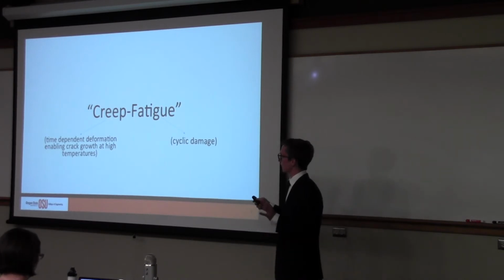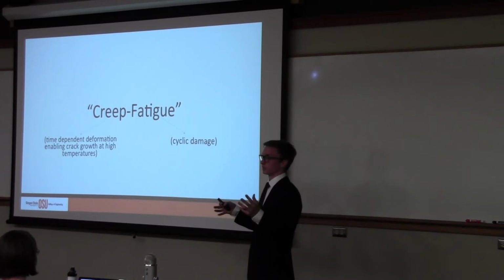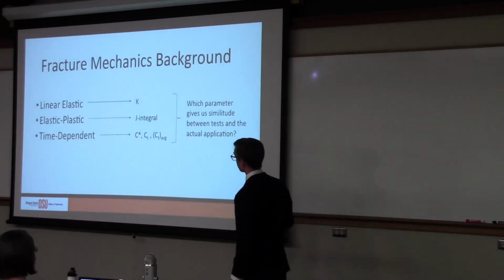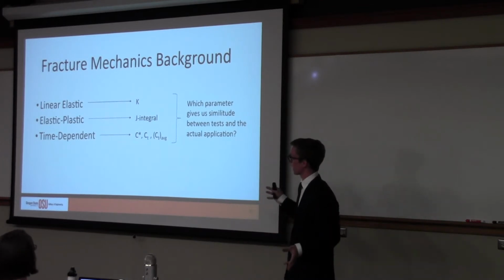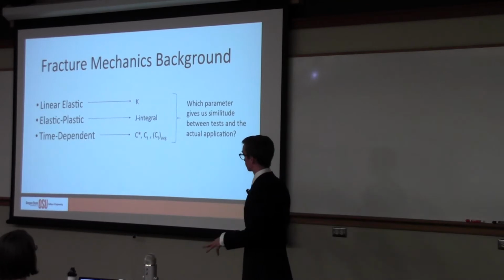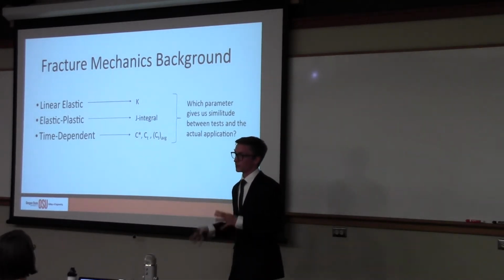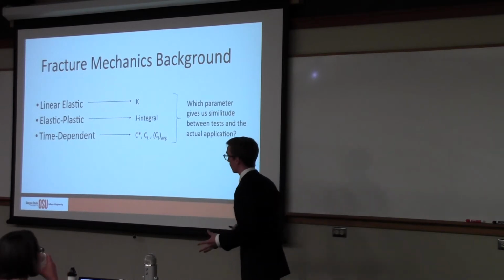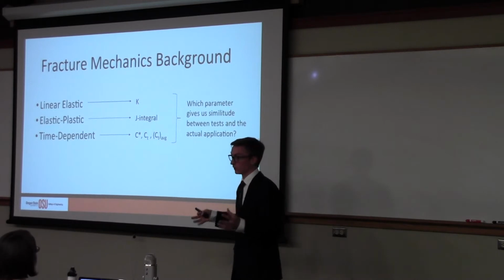Creep is time-dependent deformation that occurs above 40% of the melting temperature of the alloy. At 800C, we're operating at 60 or 70% of the melting temperature of this alloy. To understand this problem of crack growth at this temperature, you need a little background in fracture mechanics. I'm not going to go deeply into the math, but suffice it to say that you have to pick the right parameter for the job. Because if you don't, your crack tip conditions are not going to be characterized appropriately.